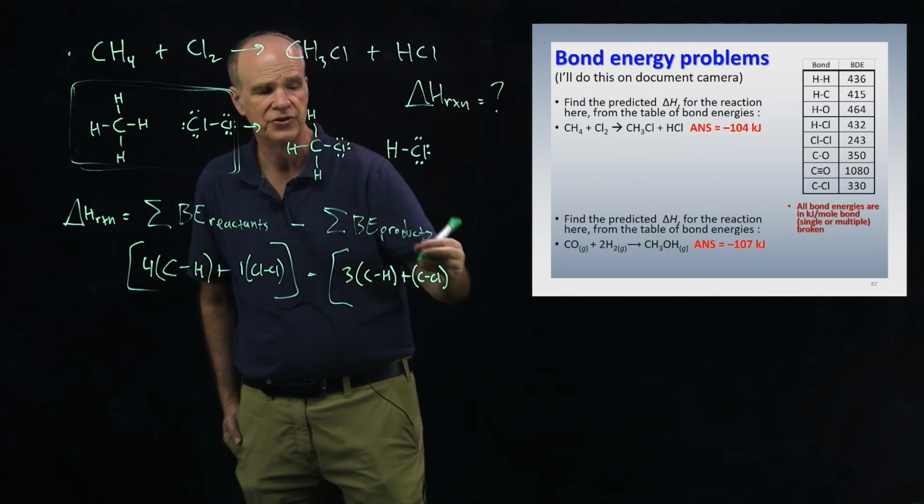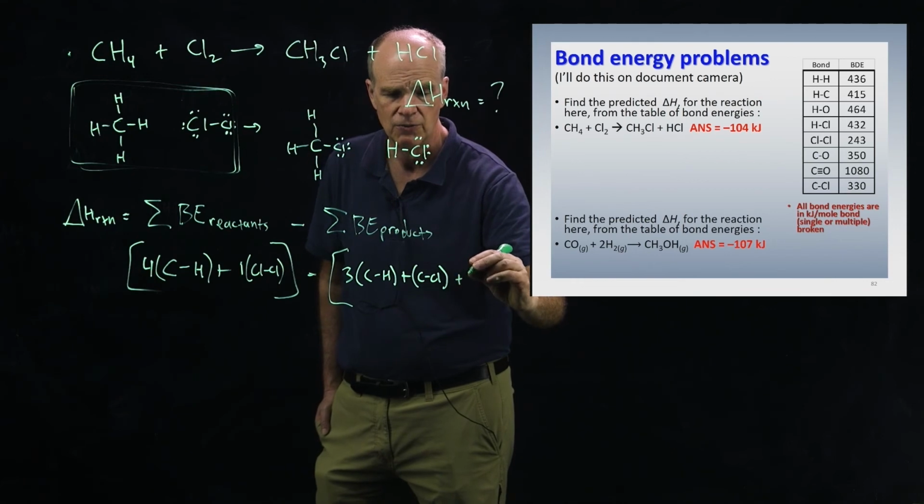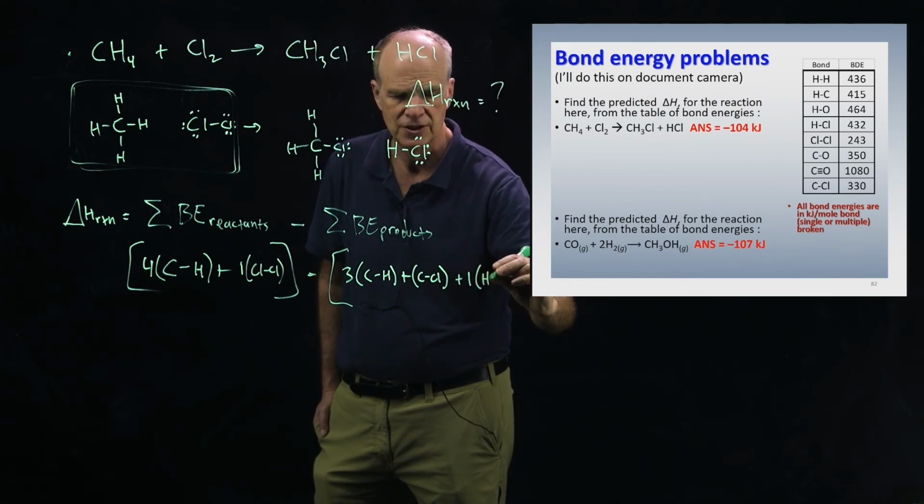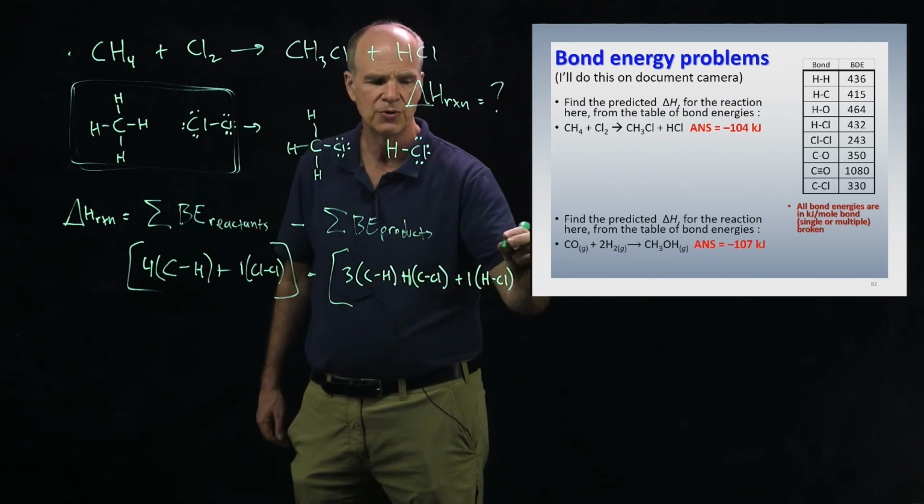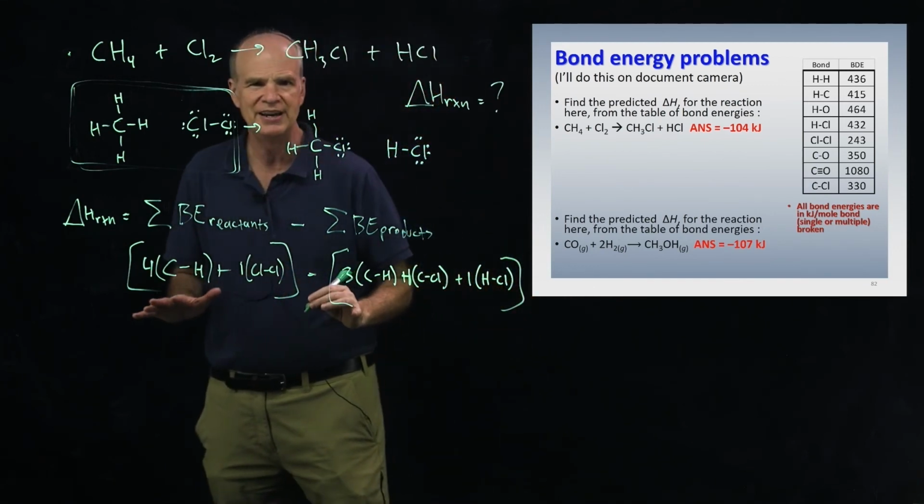We have 1 of those. And so I'm going to have to look up 1 HCl bond. So I have 1 of these of chlorine-chlorine as well. Okay, so let's go ahead and look up these values.